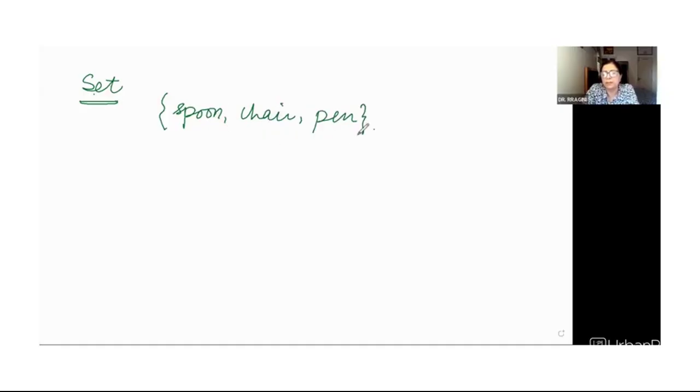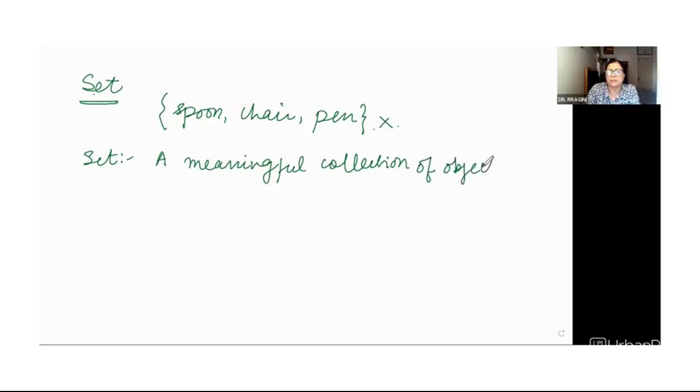Spoon, chair and pen. Though it is a collection of objects, still it is not called a set. The proper definition of a set is a meaningful collection of objects. A meaningful collection of objects is called a set. Now, how can we make this set meaningful? This set has three different objects which have no relation to each other, right?